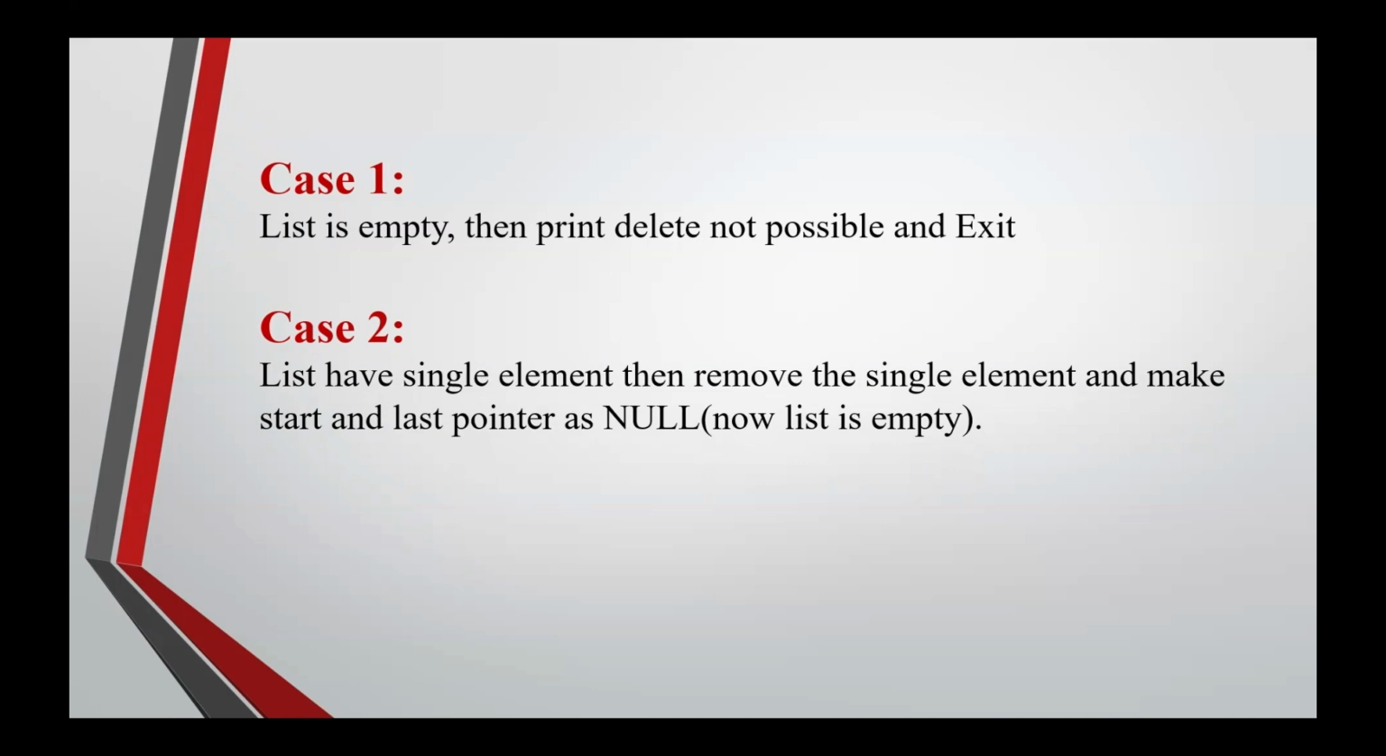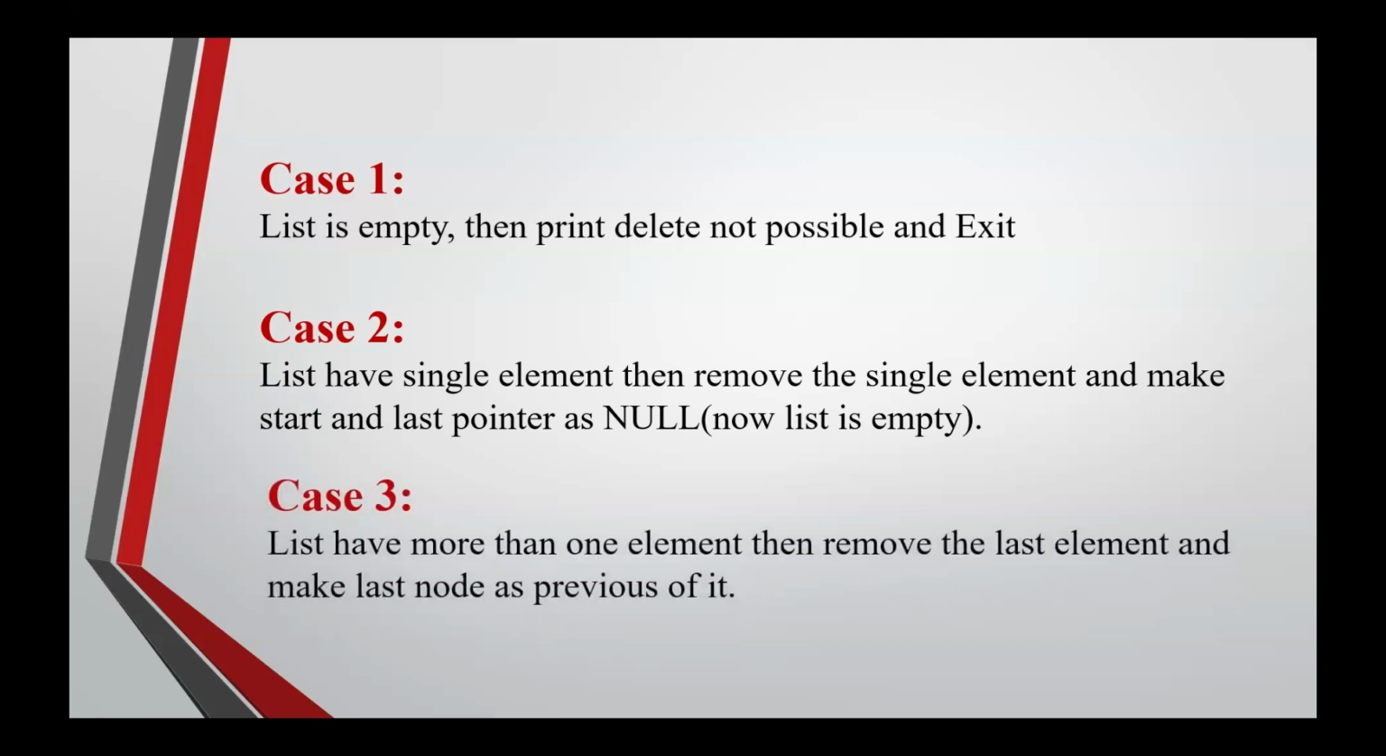In our implementation, we are using two pointers, the first pointer as well as the last pointer. The first pointer is used to address the first node, that is the start. The last pointer is used to store the address of the last node. Then the last case: the list has more than one element. We have to remove the last element and make the previous node of the last node the last pointer.